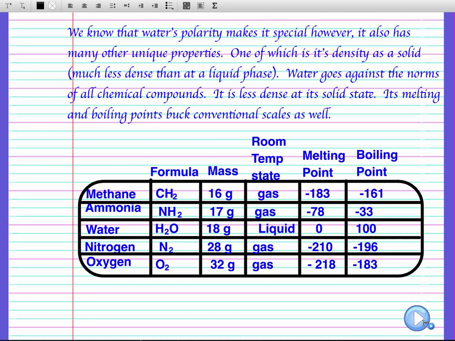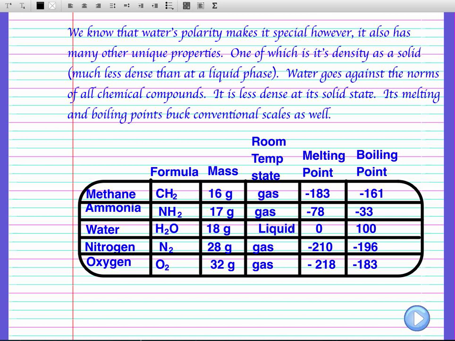But the other thing is that its density, when it becomes a solid, is so much lighter than its liquid phase, which is completely unusual for elements or compounds around the same mass. It also goes against the norms of most other chemical compounds within its mass group, and it has a much higher melting point and a much higher boiling point than any other ones. So if you can take a look at the other formulas that we see down in here, you might want to take just a real quick glance at that, and try to see how they're completely different.